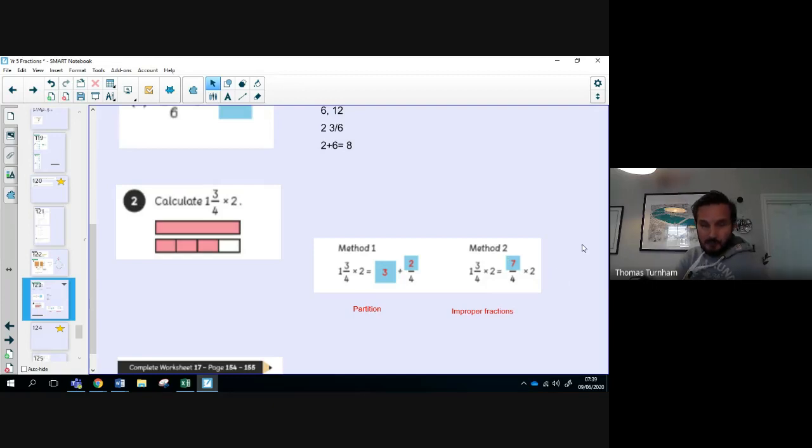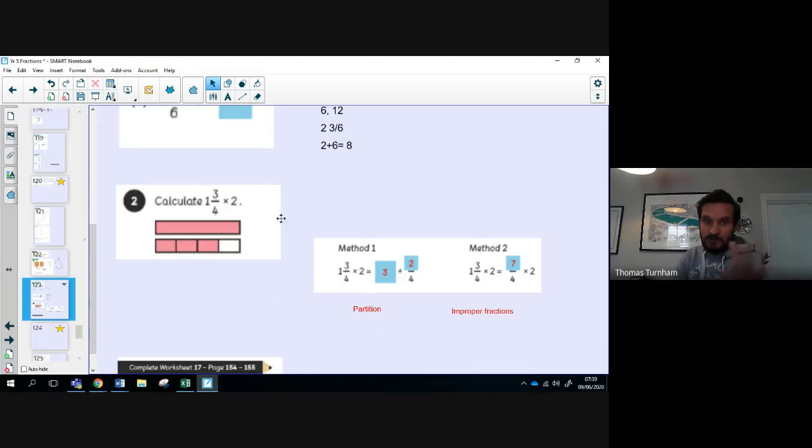So 14/4 is, of course, the improper fraction, so we're going to have some wholes in there. So then we would start counting up in 4s. 4, 8, 12. There's my 3 wholes. I had 14, I've taken away 12, it means I've got 2/4 left.